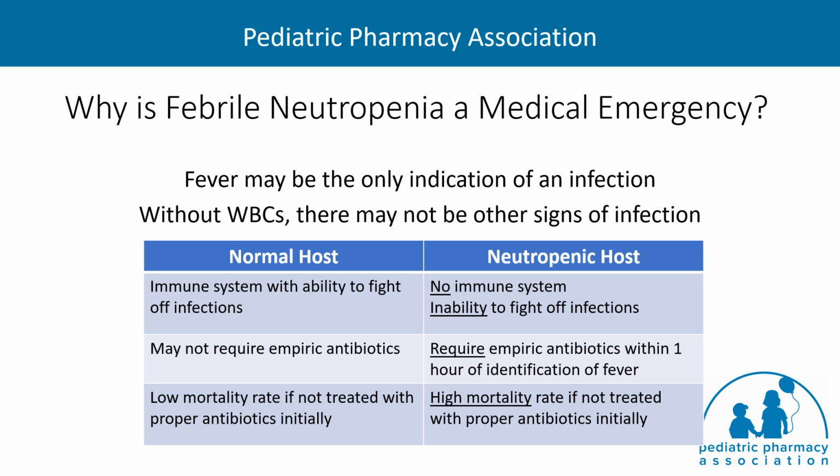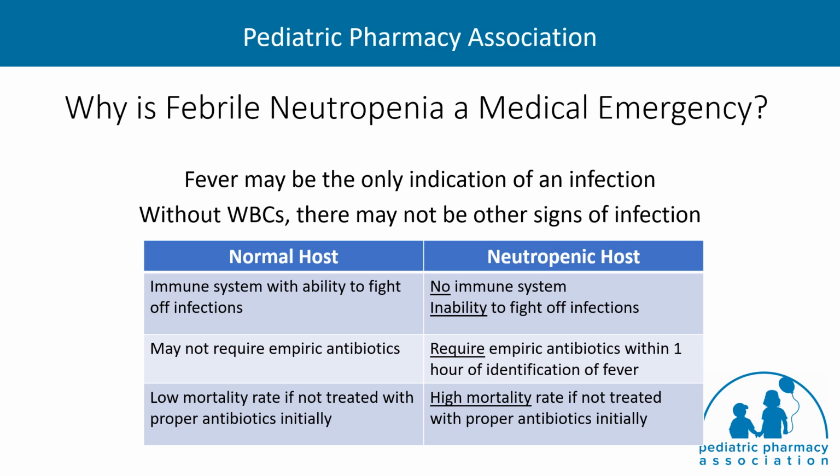So again, thinking of the normal host compared to the neutropenic host. A normal host will present with an immune system that has the ability to fight off infections. Patients that have neutropenia have no immune system, and they therefore have the inability to fight off infections. A normal host with a fever may not require empiric antibiotics. However, again, our oncology patients that are neutropenic require empiric antibiotics within 1 hour of identification of fever.